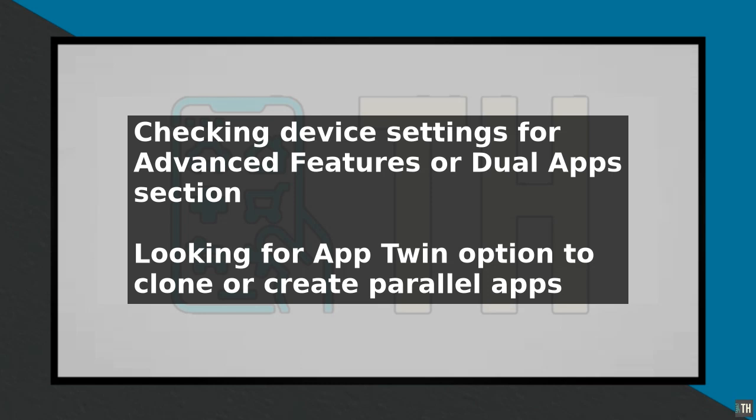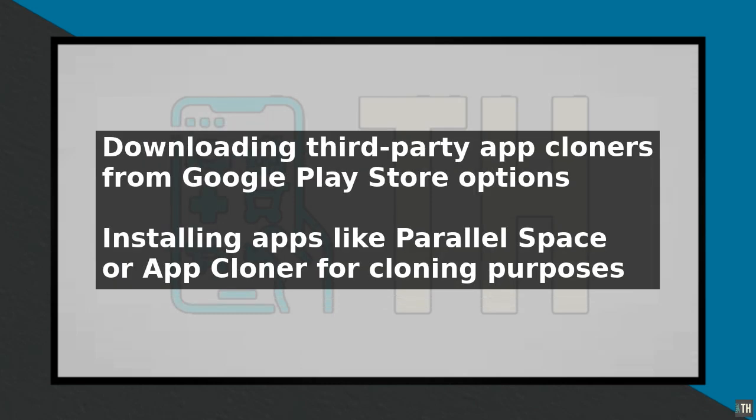If your device does not have the built-in app cloning feature, you can download a third-party app from the Google Play Store. Some popular options include Parallel Space, App Cloner, and Double App. To use a third-party app cloner, download and install the app from the Google Play Store. Open the app and select the app you want to clone from the list of installed apps.